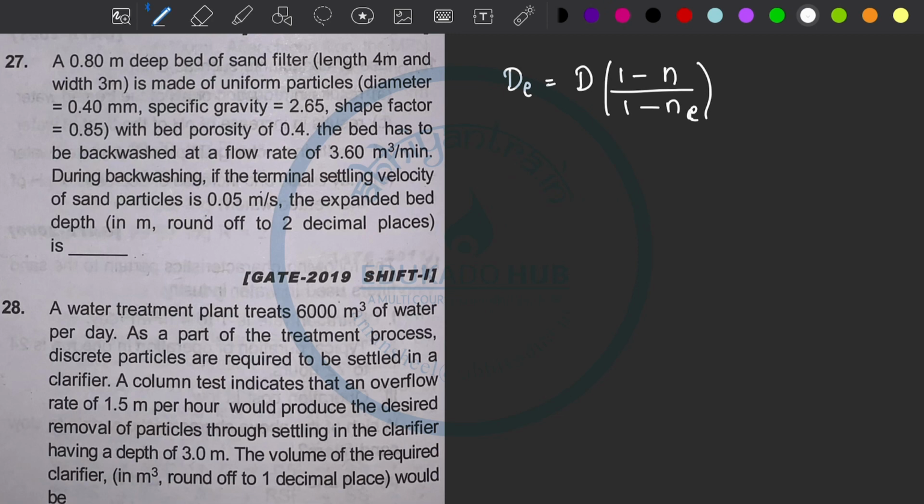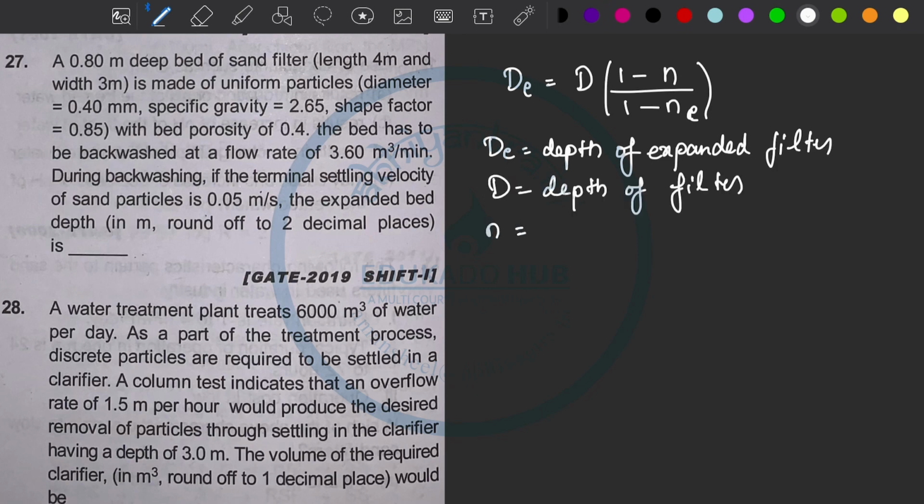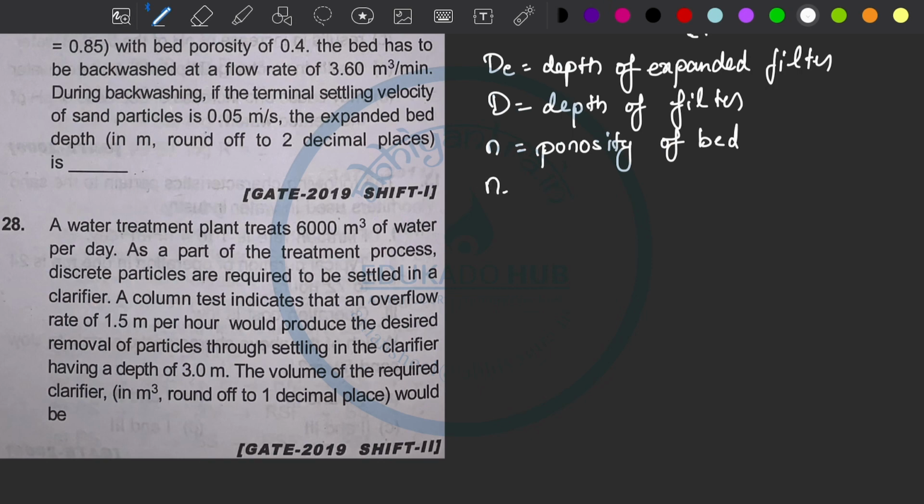Now we should know what the terms are here. dE is the depth of the expanded filter, and D is the depth of the filter. n is the porosity, and ne is the porosity of the expanded bed.